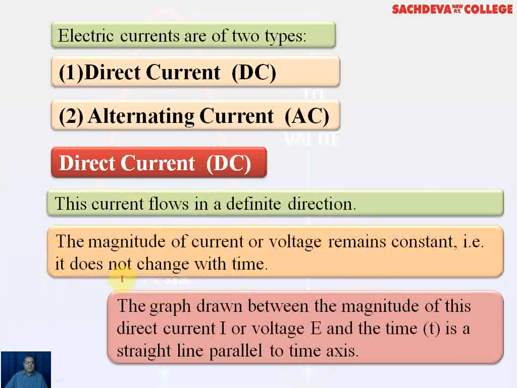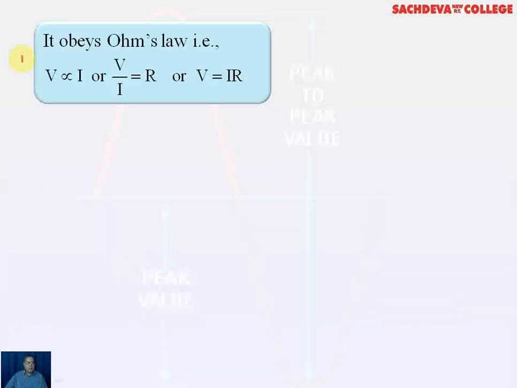So it moves either simply in the form of a crest or simply in the form of a trough. It is not both crest and trough. The magnitude of current or voltage remains constant and does not change with time. The graph drawn between the magnitude of this current or voltage and the time is a straight line, obeying Ohm's law. According to Ohm's law, V is proportional to I, where V is potential difference and I is current.